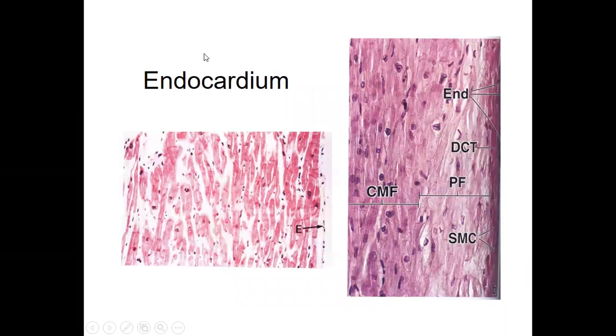And then the endocardium. So this is the endocardium. You can see here the endocardial layer, and here we have the Purkinje fiber. This is the Purkinje fiber.